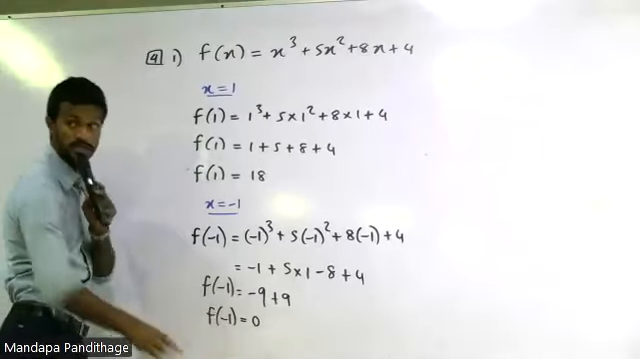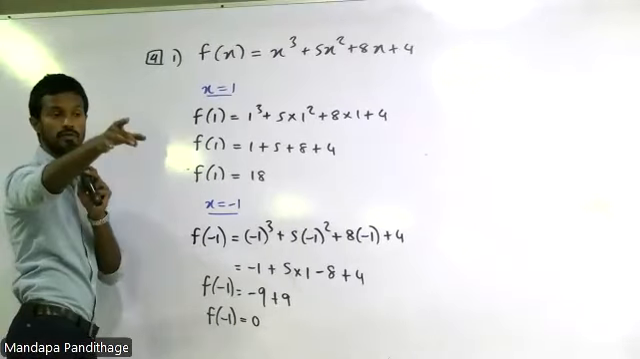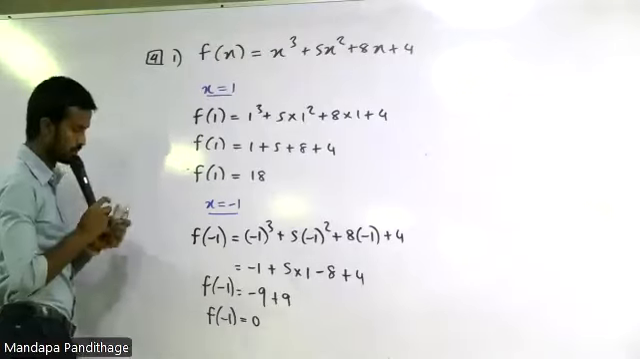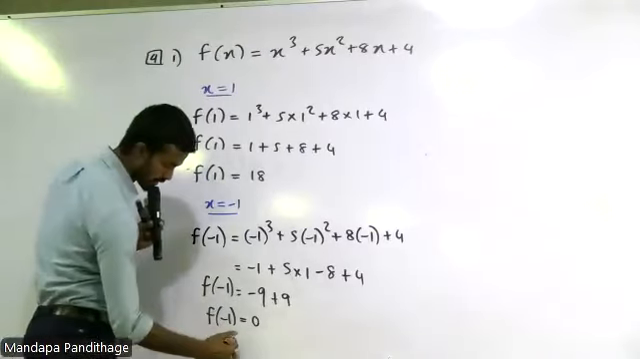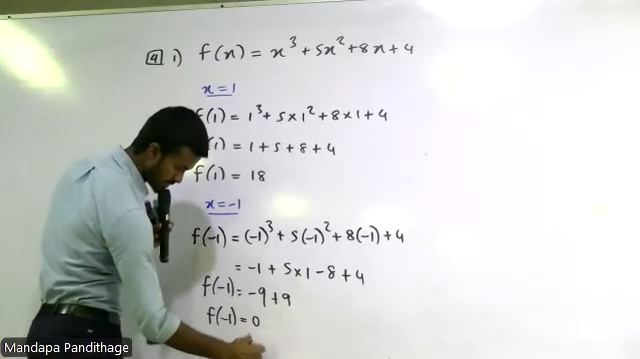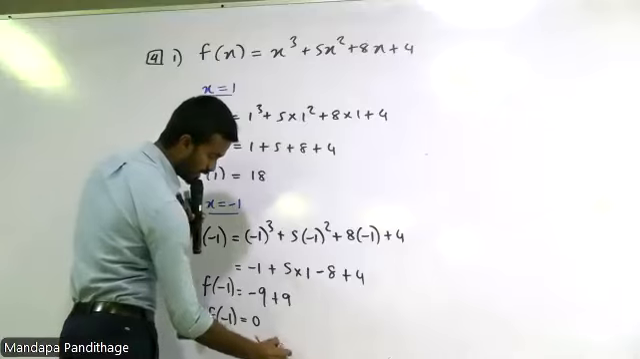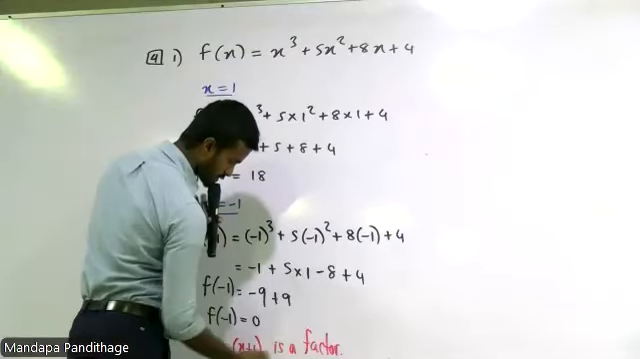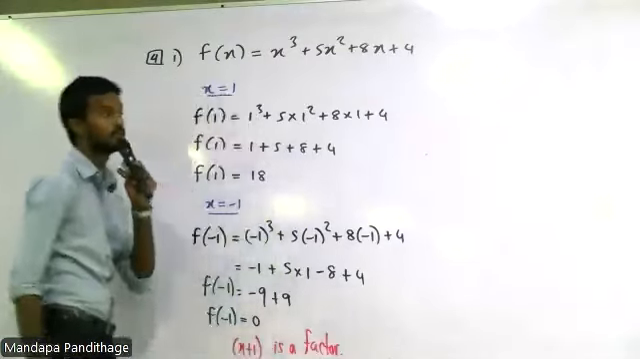If f(-1) is equal to 0, what does the converse of the factor theorem state? X plus 1 is a factor. Good. Okay, you get x plus 1 is a factor. So this is your step number 1. Finding one linear factor. I got that x plus 1 is a factor.